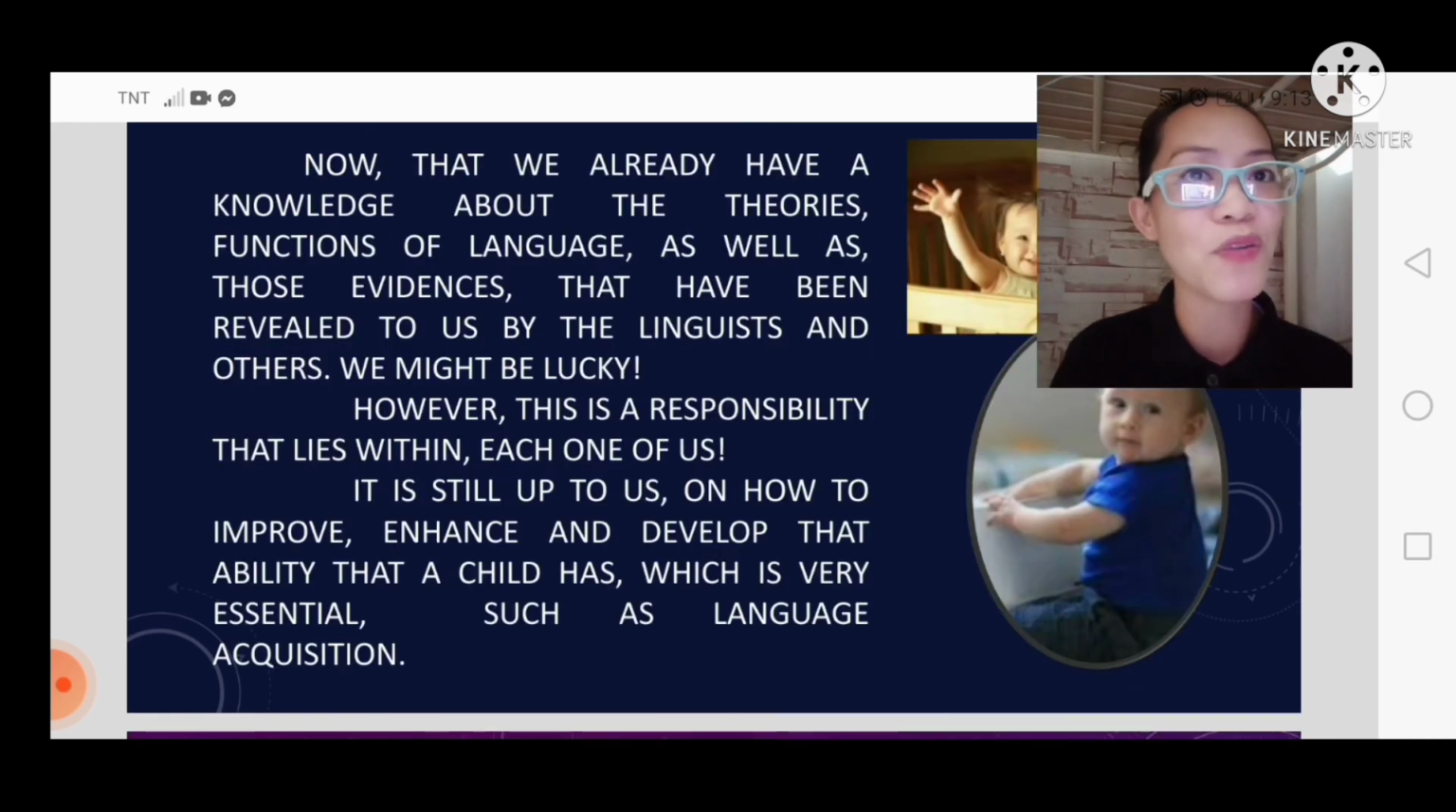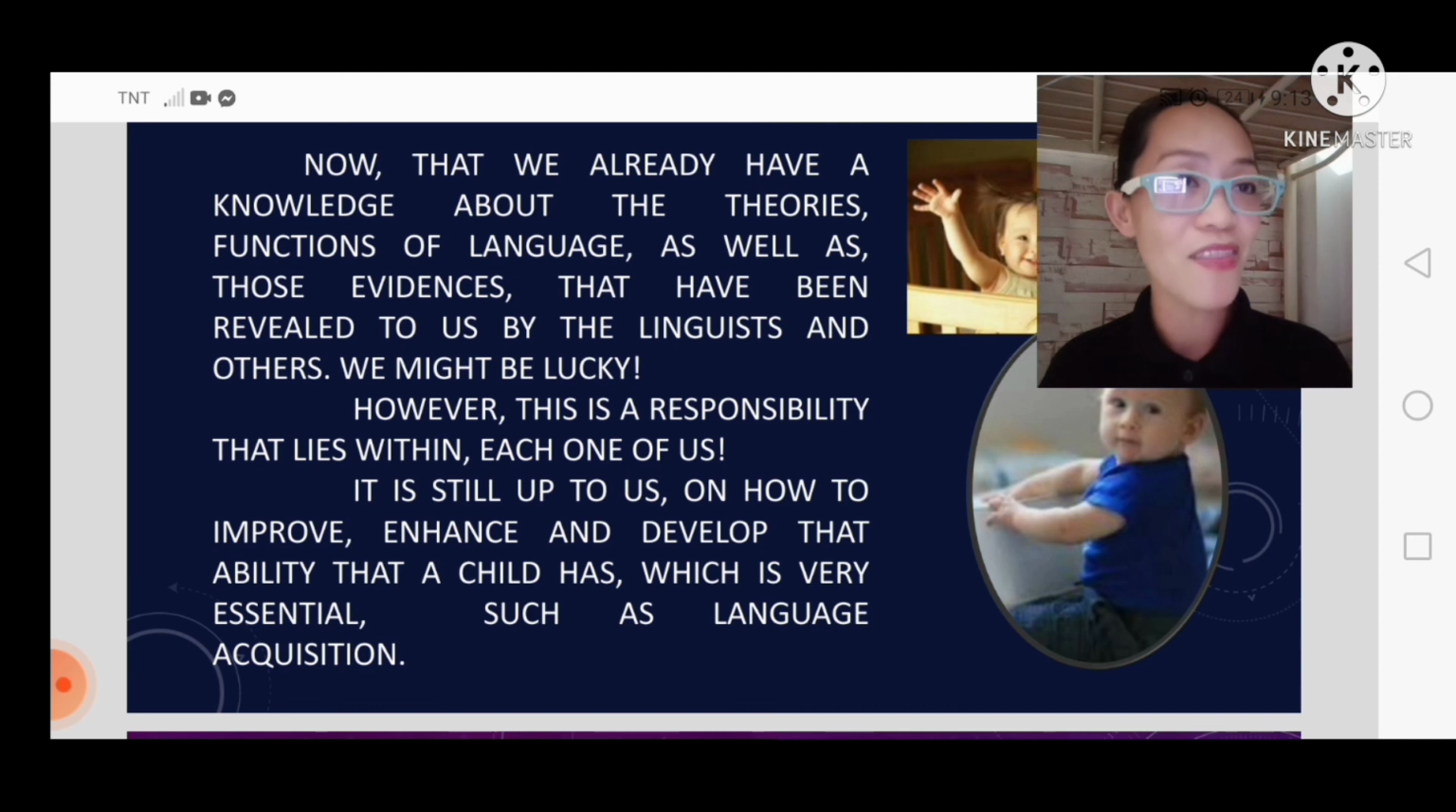Now that we already have knowledge about the theories, functions of language, as well as the evidence that has been revealed to us by linguists and others, we might be lucky. However, this is a responsibility that lies within each one of us. It is still up to us how to improve, enhance, and develop that ability that a child has, which is very essential, such as language acquisition.